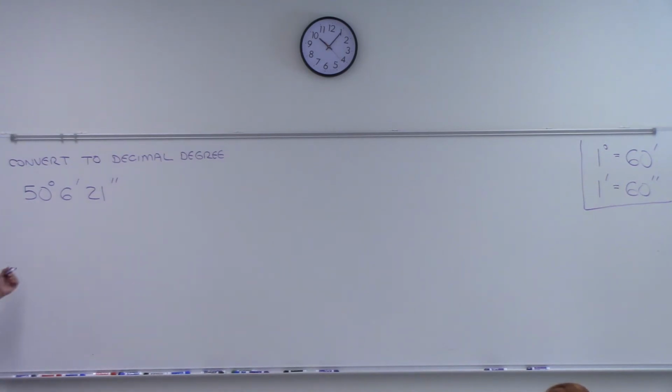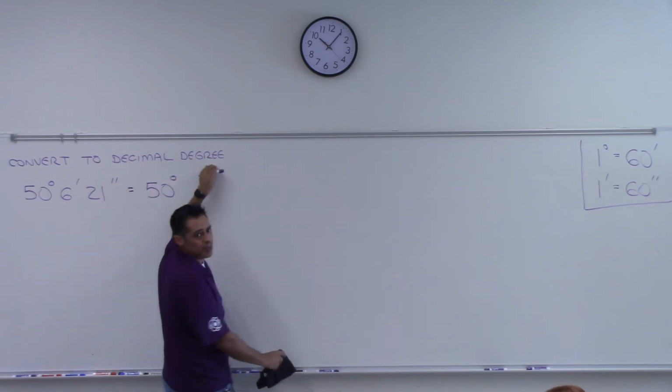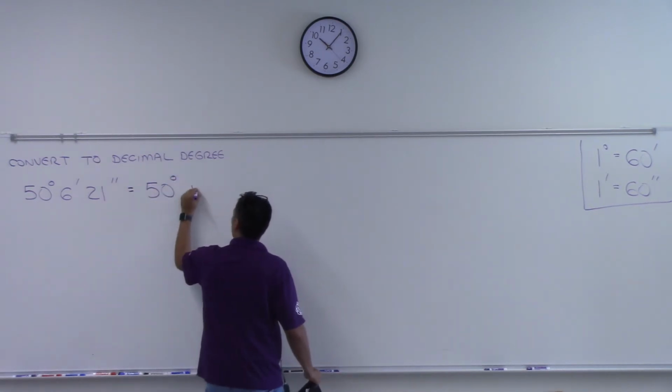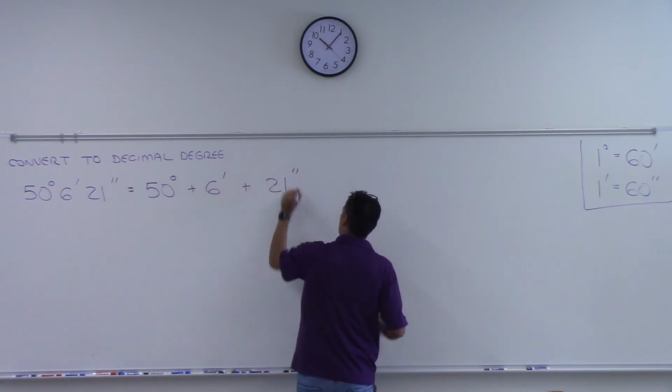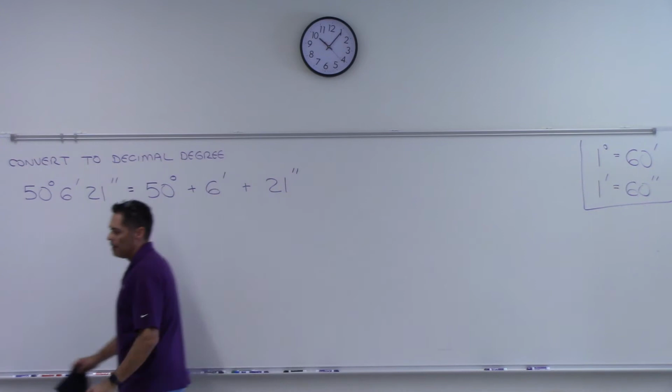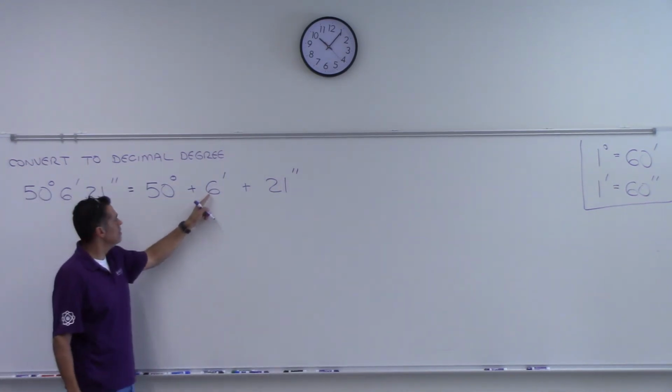Okay, so I'm going to write it this way. I'm going to say this is 50 degrees. I want all my answer in degrees, but I want it as a decimal. Plus 6 minutes plus 21 seconds. Let's start with the 6 minutes.